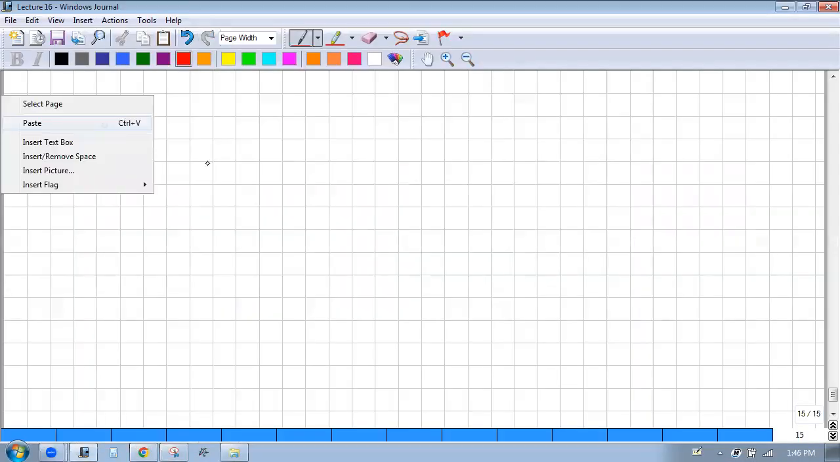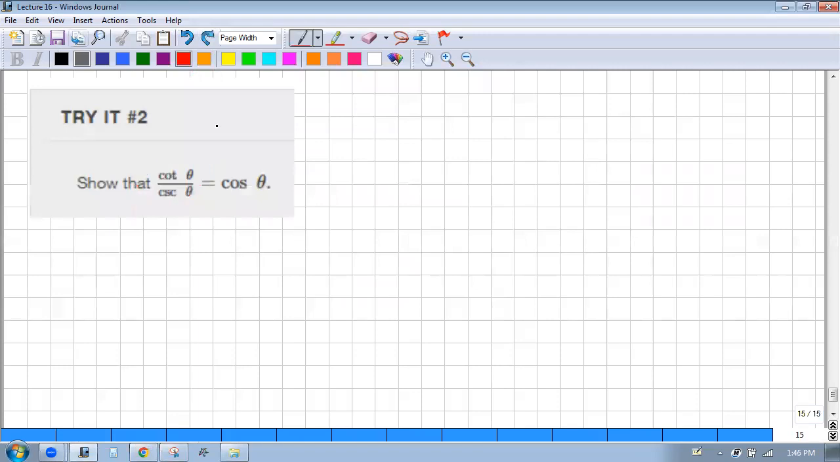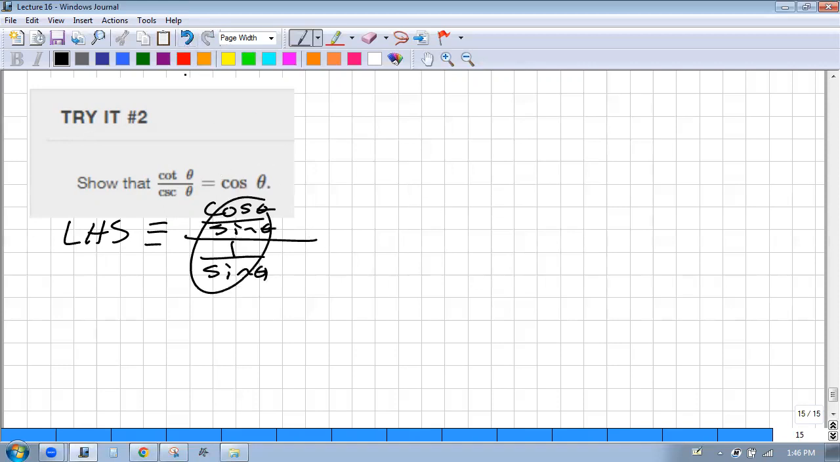All right, this side's more complicated. This one is real simple, so I'm just going to do the left-hand side. We don't need cotangents and cosecants. We can replace cotangent with cosine over sine, and I'll replace cosecant with 1 over sine. So again, this is not a fraction, this is. Instead of dividing by a fraction, I am going to multiply by its reciprocal. Those go away, and I'm left with cosine.